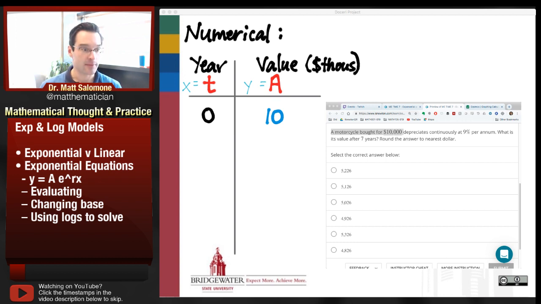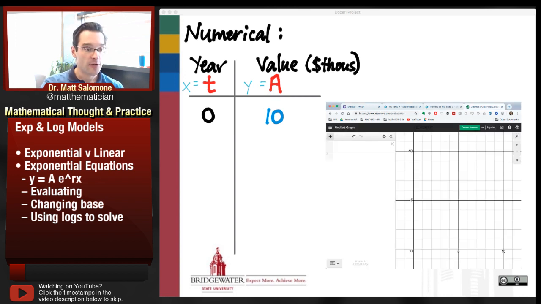So what this is doing for me right away is it's giving me one data point on my graph. If we switch over to graphs for a minute. When X is 0, Y is 10. So that gives me the first of my data points.